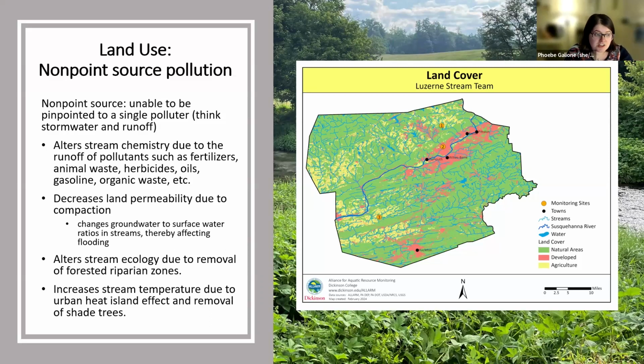Stream ecology can change due to the removal of riparian buffers and forested zones, which can also contribute to temperature changes in your waterways because it's lacking shade, and urban areas tend to have the urban heat island effect, or regional heating. That can affect our waterways as well. So something to keep in mind if you're in an urban area, especially.